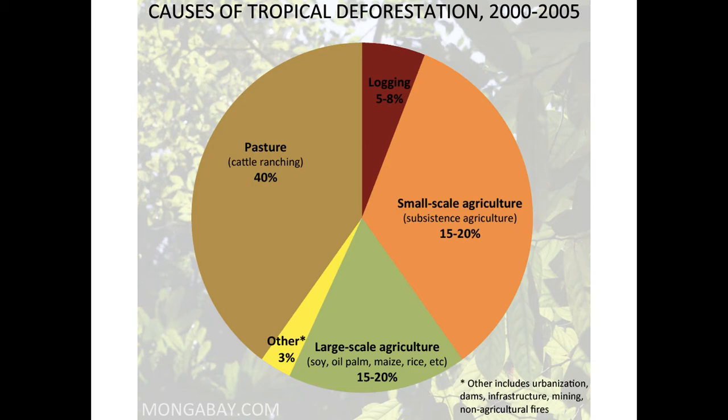So cheap beef and inexpensive beef in Brazil is leading to the destruction and the extinction of many, many tropical species. We see here that small-scale agriculture that people need to survive for food does make up a large chunk, but also large-scale agriculture, and this is where palm oil, but also things like soy and corn and rice are also included.